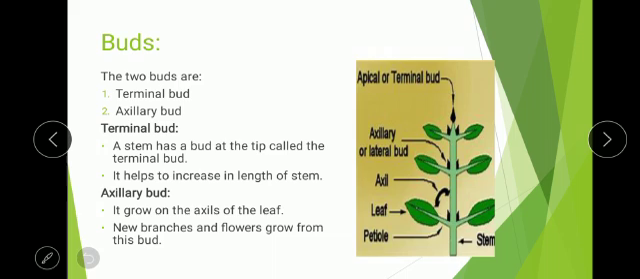Axillary bud is also called lateral bud. It grows in the axil of the leaf, or at the junction of the stem and the leaf. It helps to grow new branches and flowers.